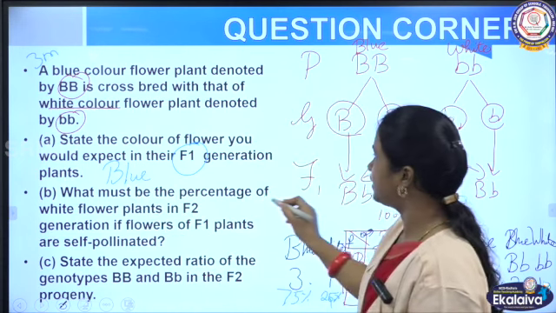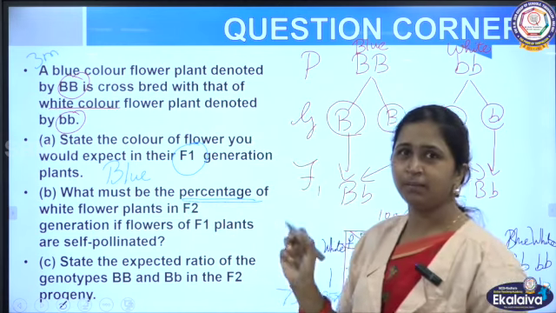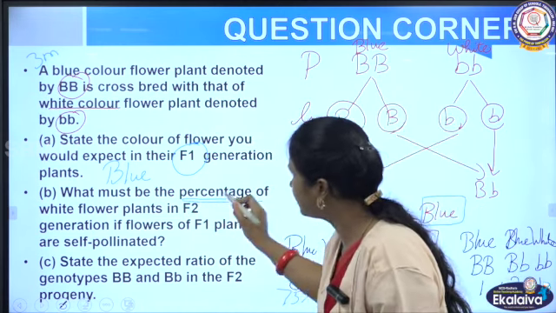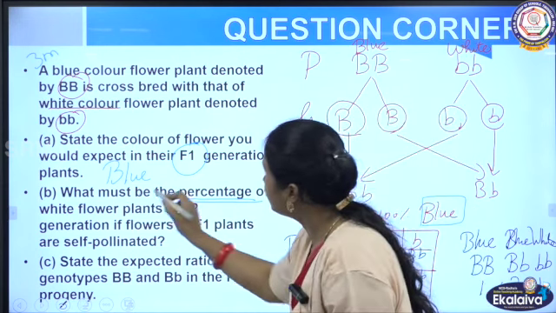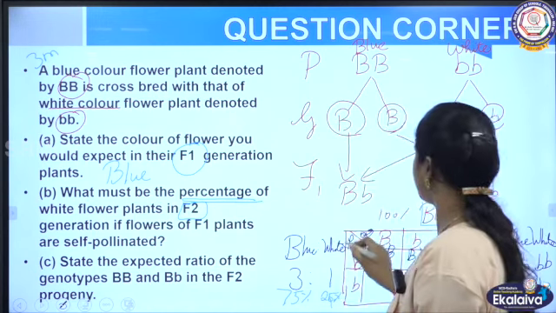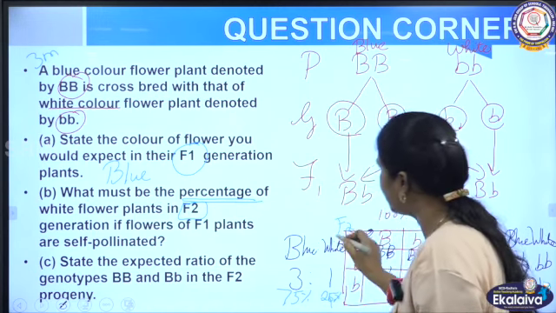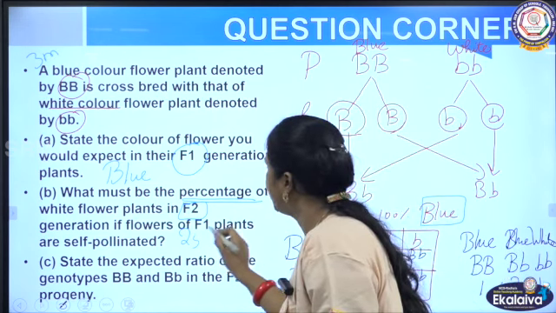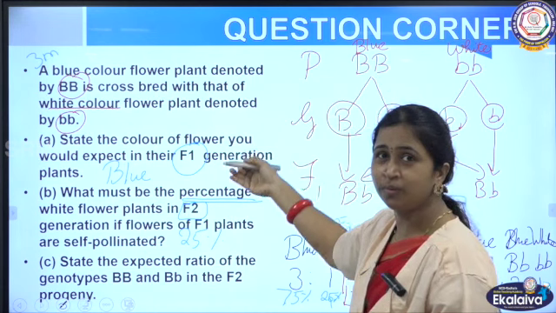What must be the percentage of white flower plant? So they are asking percentage. Sometimes what you will do, you won't see the word percentage. You will see white flower and you will see the number or ratio. So what must be the percentage of white flower plant in F2 generation? So this is our F2 generation, white flower percentage. So how much it is? 25%. Okay, that's it. So 1 mark, you got 2 marks already.